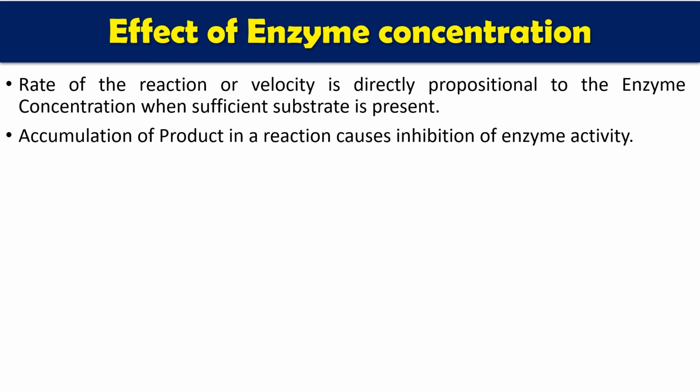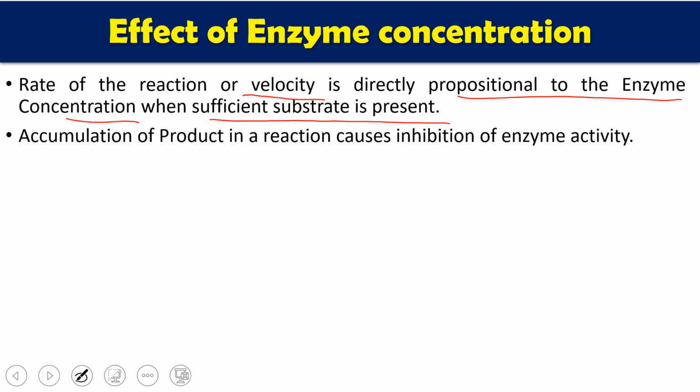If you increase the enzyme concentration in reactions where substrate is sufficiently available, it means an increase in binding sites, and substrate will bind and product will form. So the rate of reaction will increase depending on the enzyme concentration. The rate of reaction, or velocity, is directly proportional to enzyme concentration where sufficient substrate is available.